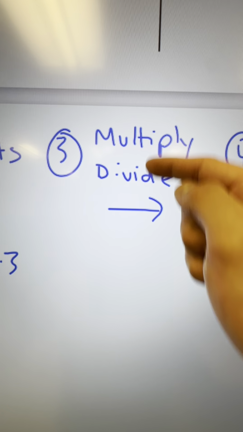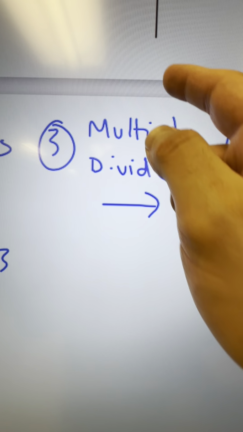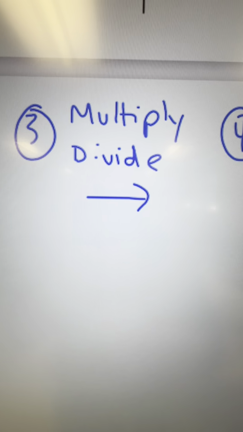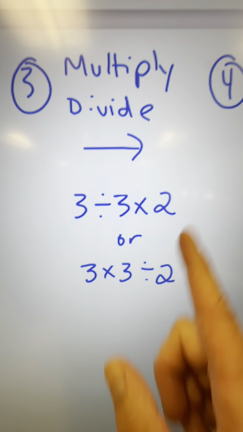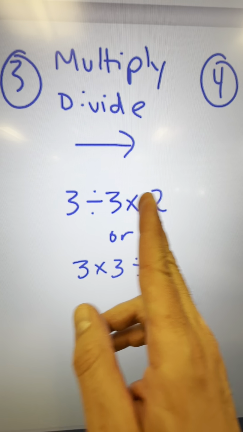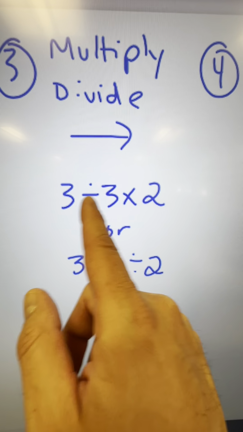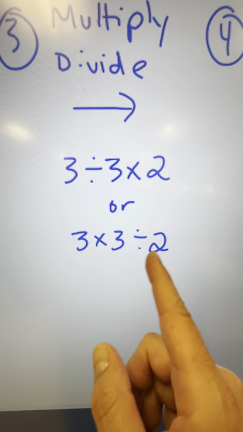Step 3 would be 2 things you're looking for at the same time. You're looking for multiplication and division, and you're going to simplify in order from left to right. Here are 2 examples of what I mean. When they say left to right, it just means as you scan the problem, we're looking for both of them at the same time. So in this case, I have multiplication and division, and I also have multiplication and division.